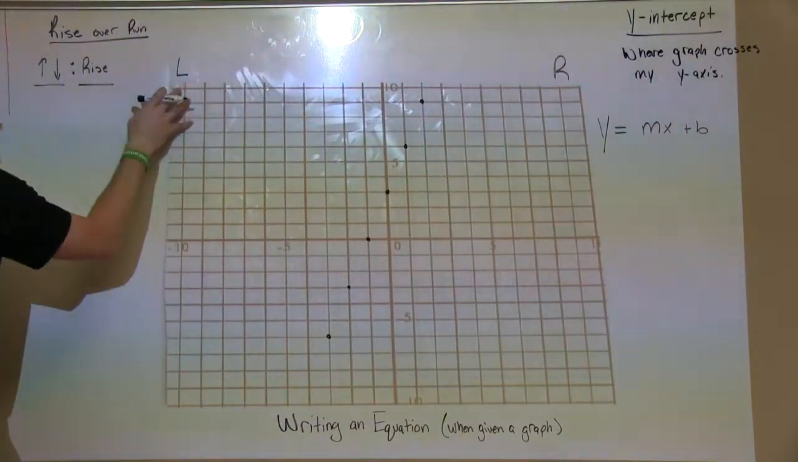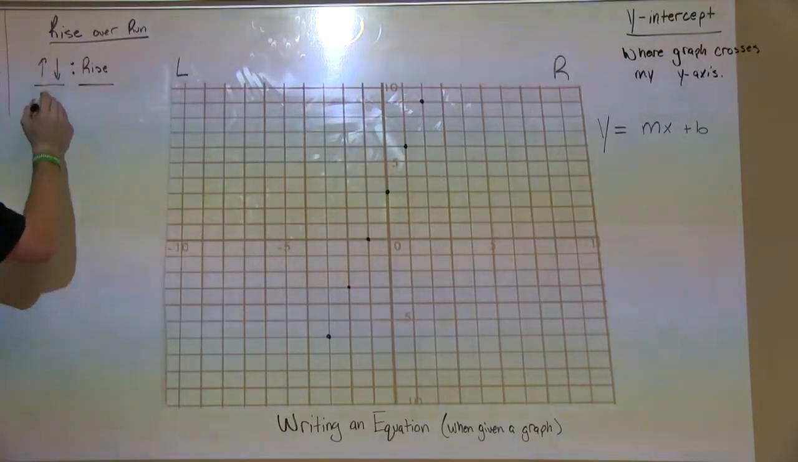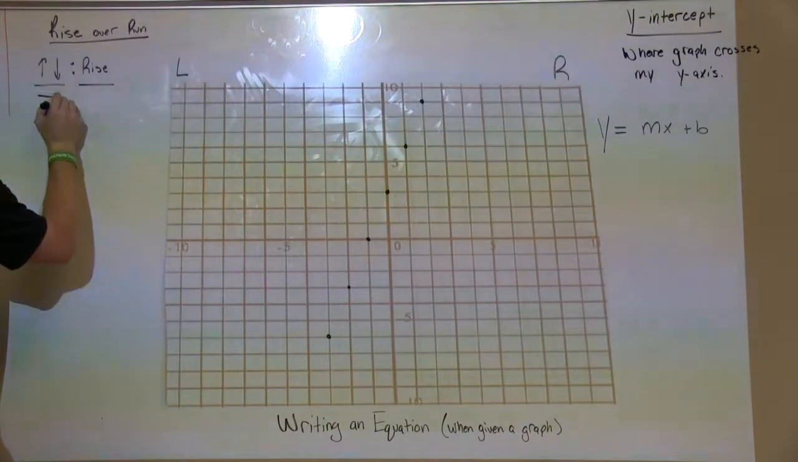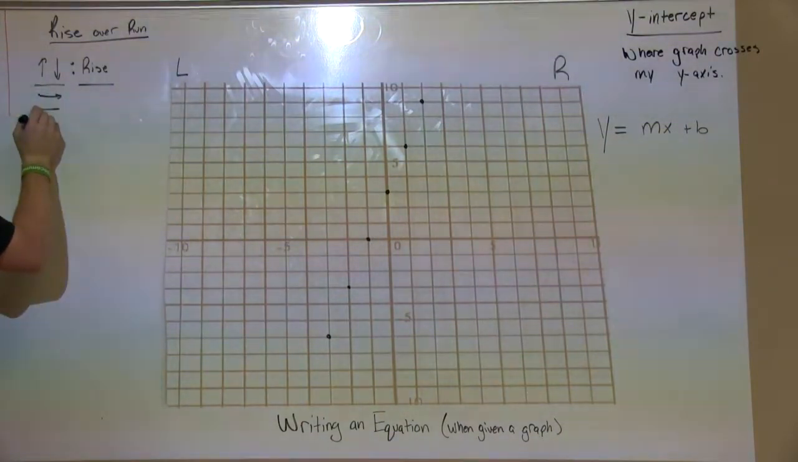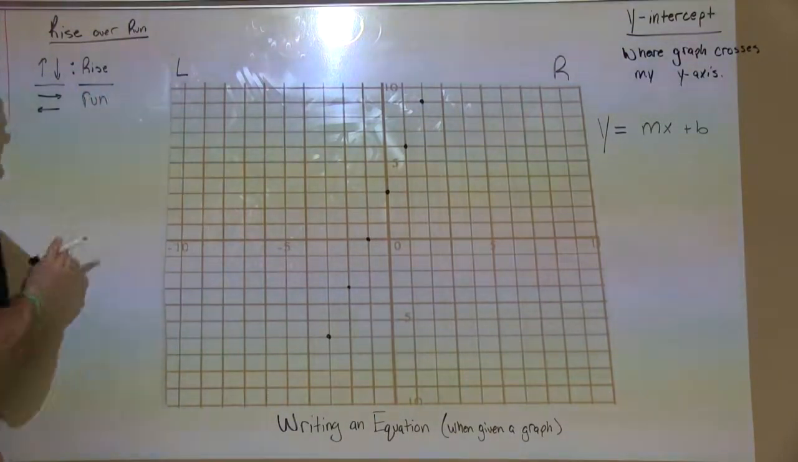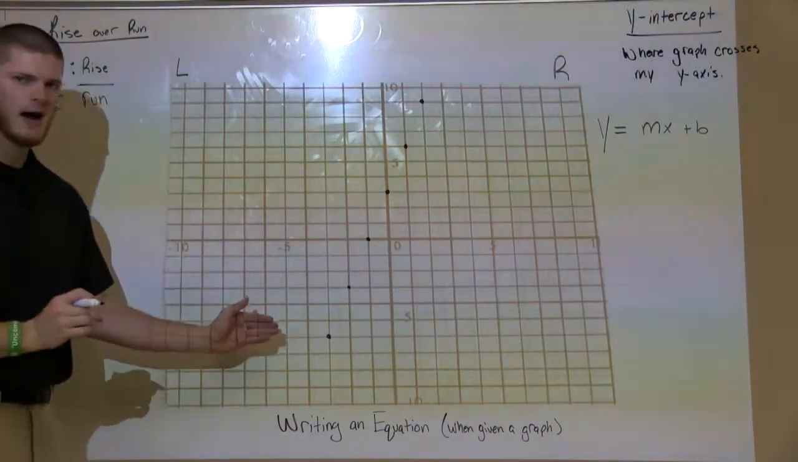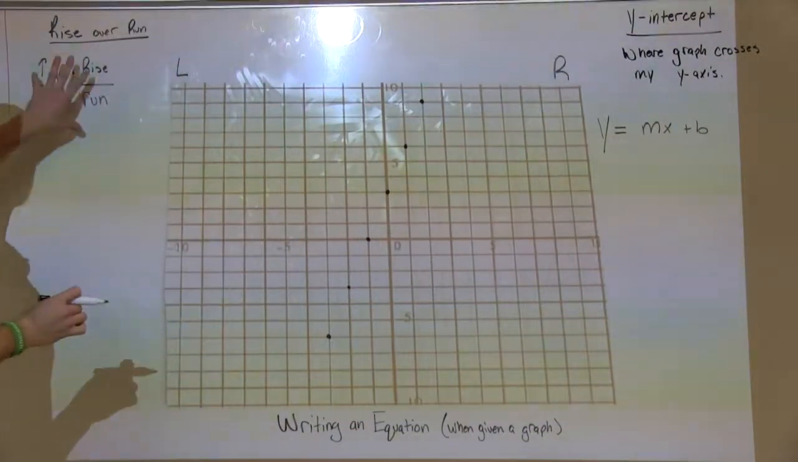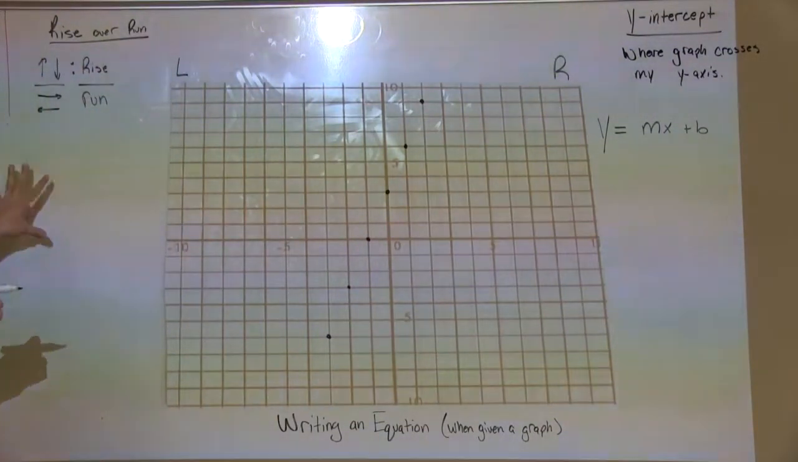And again, if we always go from left to right, we should always be moving to the right. But there are special situations where we must move to the left. And this is called our run. So it's pretty much just being able to count from point to point and filling out our rise over run. And this will give us our slope.